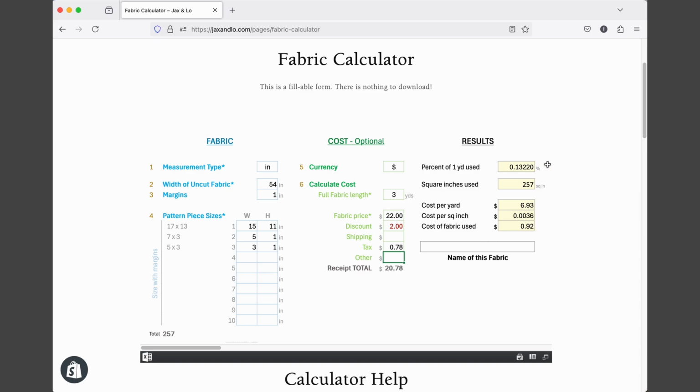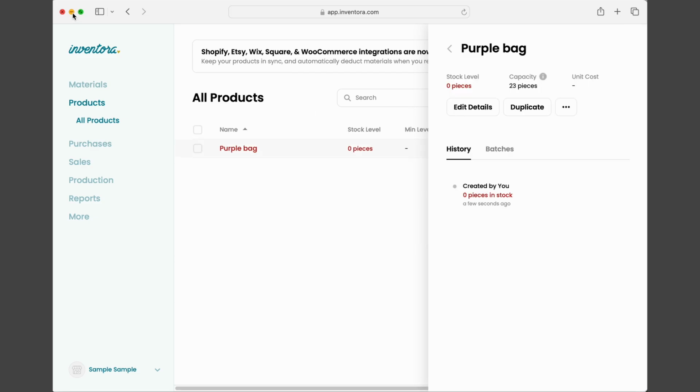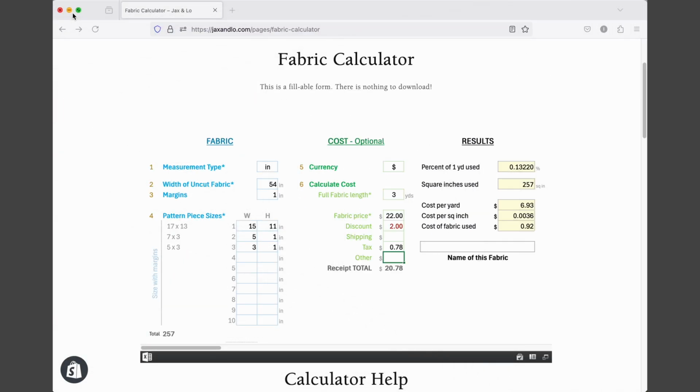The percentage of a yard is the amount that we need to add to Inventora. So let's go back to Inventora and change our measurement type back to yards. We want to add the percentage of a yard. So if we look down here, the 92 cents equals what I have in the calculator because the materials were previously saved in Inventora. A quick check of our cost of fabric used shows that it matches what we have in Inventora.